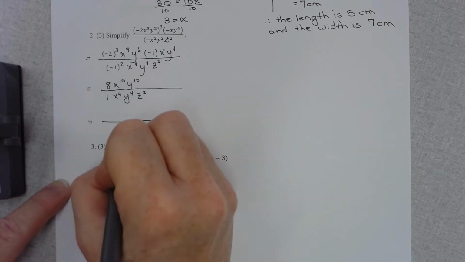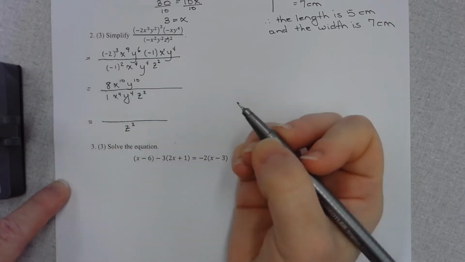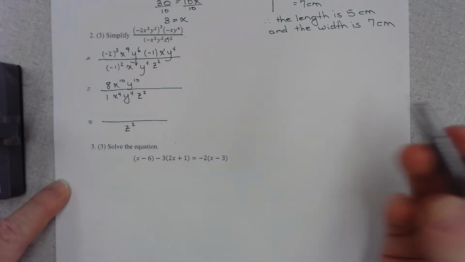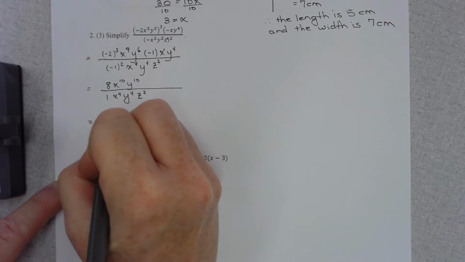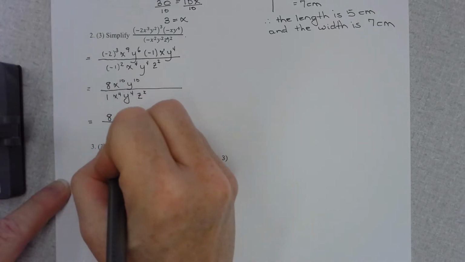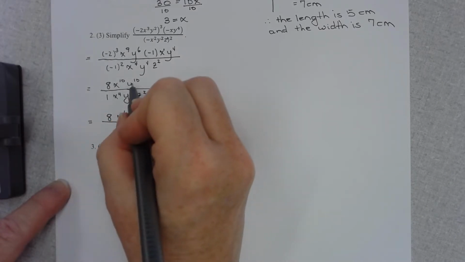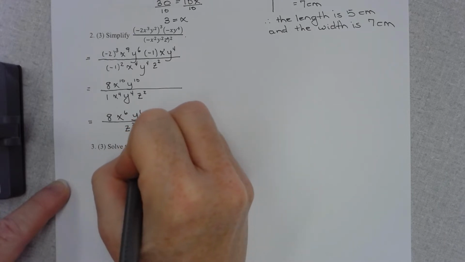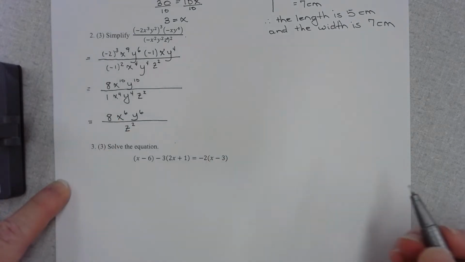So that means the z doesn't do anything. It just stays where it is because there's nothing to do with it. So 8 divided by 1 is just 8. x to the 10 divided by x to the 4th is x to the 6th, and y to the 10 divided by y to the 4th is y to the 6th. Remember, we subtract the exponents, and then we're done.